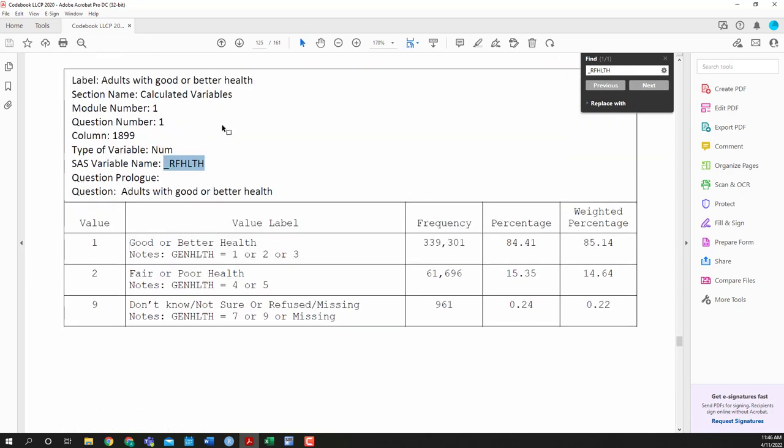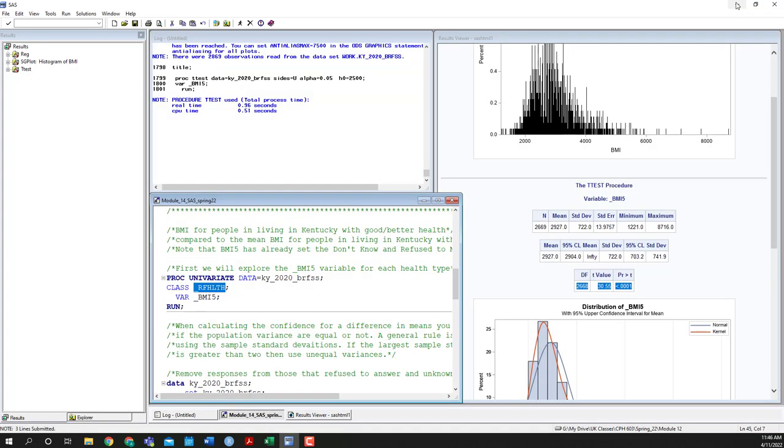Right. So here is this variable. We actually have seen this one before, but remember that it takes 3 different values, 1, 2, and 9. 1 for good or better health, 2 for fair poor health, and 9 for don't know, not sure, or refused. All right, so running this code.